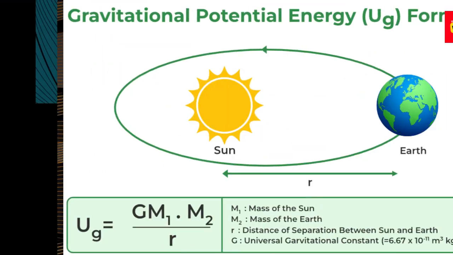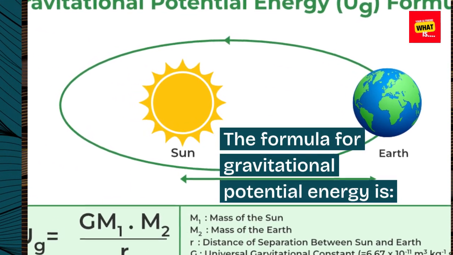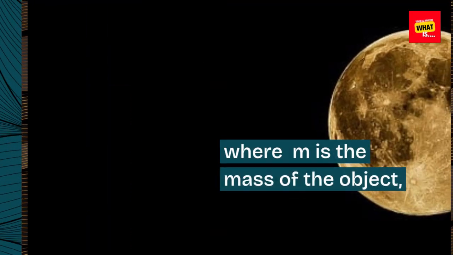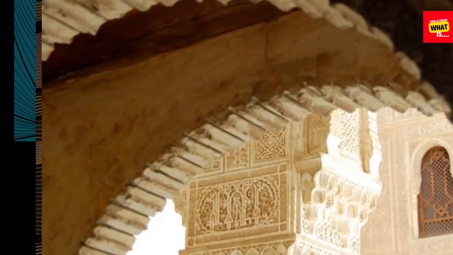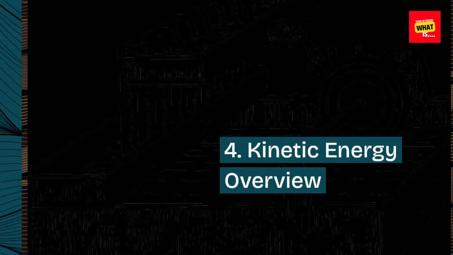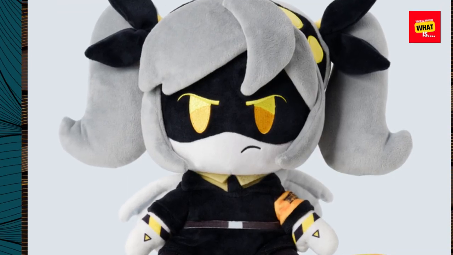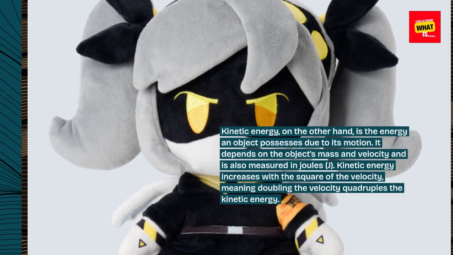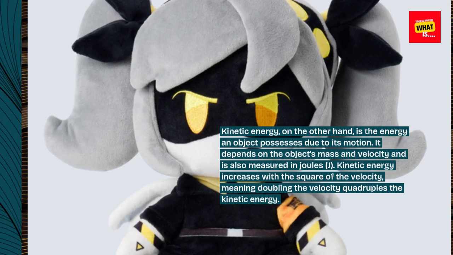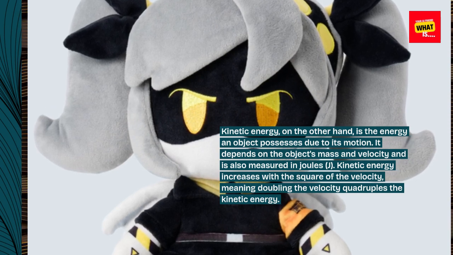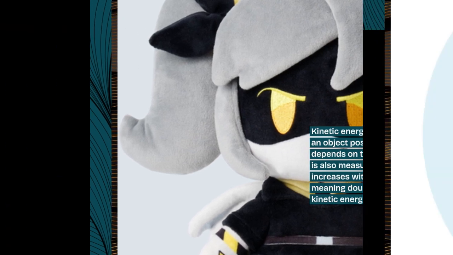3. Calculation. The formula for gravitational potential energy is gravitational potential energy equals mgh, where m is the mass of the object, g is the acceleration due to gravity, and h is the height or distance above a reference point. 4. Kinetic energy overview. Kinetic energy, on the other hand, is the energy an object possesses due to its motion. It depends on the object's mass and velocity and is also measured in joules, J. Kinetic energy increases with the square of the velocity, meaning doubling the velocity quadruples the kinetic energy.